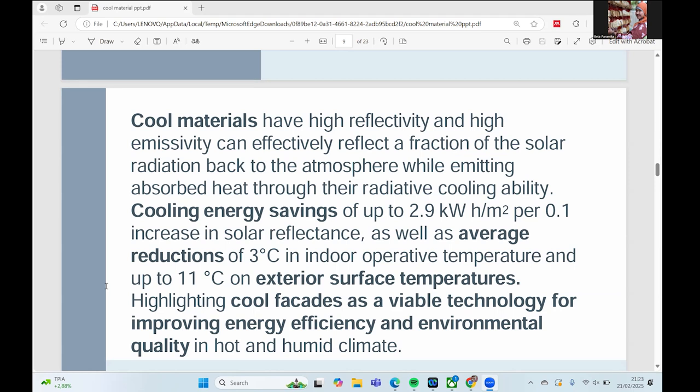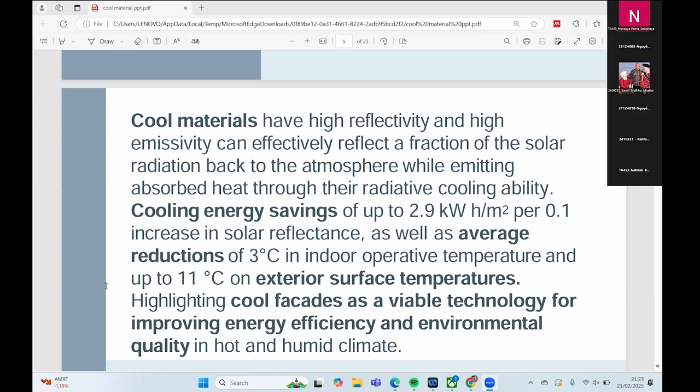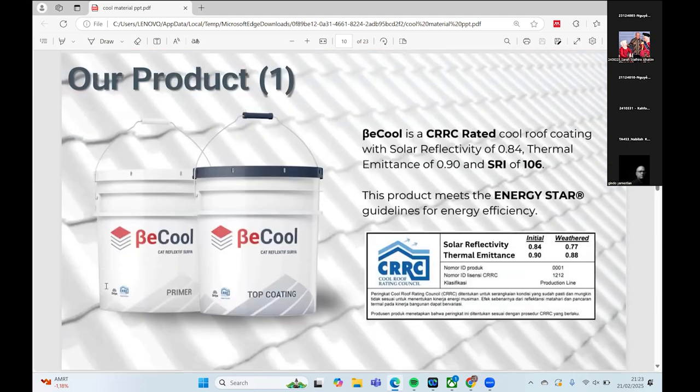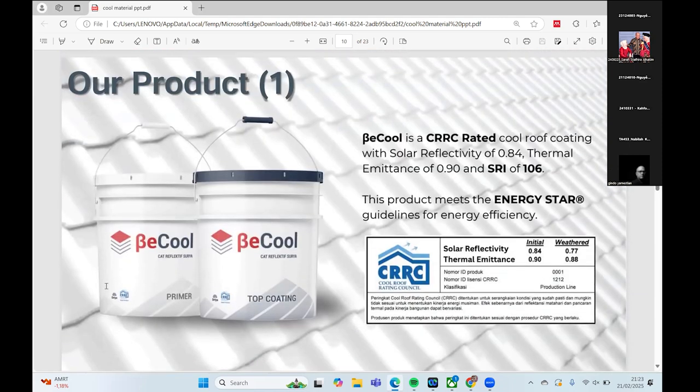So for the surface temperature, we can reduce up to 11 degrees Celsius. This is highlighting cool facade as a viable technology for improving energy efficiency and environmental quality in hot and humid climates. We call this a startup in our university. We try to turn our research into a scalable, massive product for Indonesia.